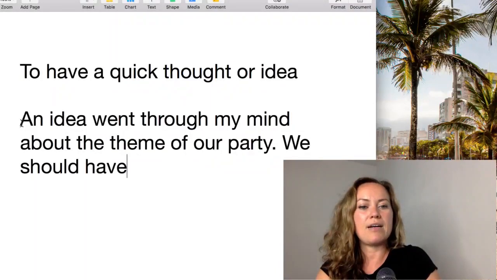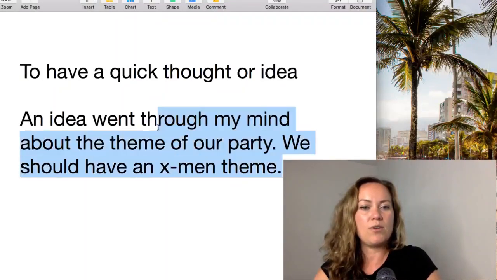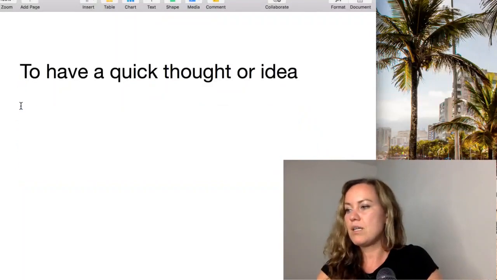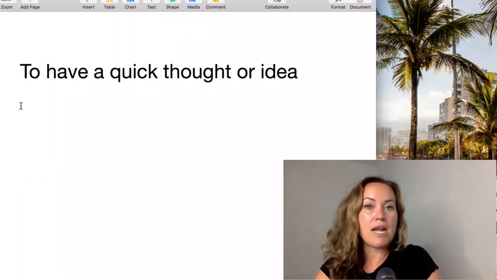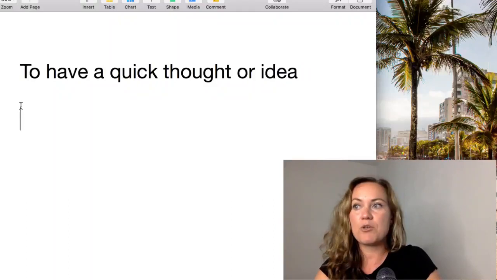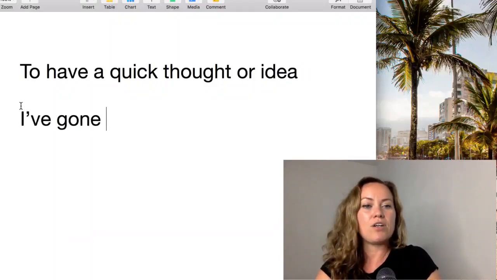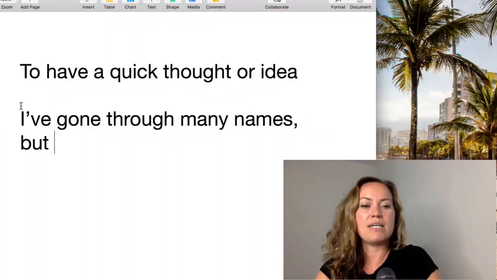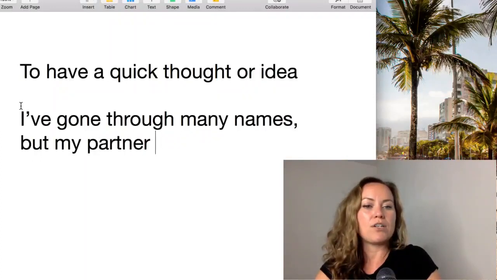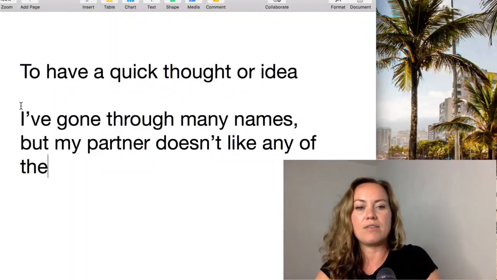We should have, how about an X-Men theme? Yes, that would be so cool. Okay. If you are naming your puppy or naming your child, I've gone through many names, but my partner doesn't like any of them.